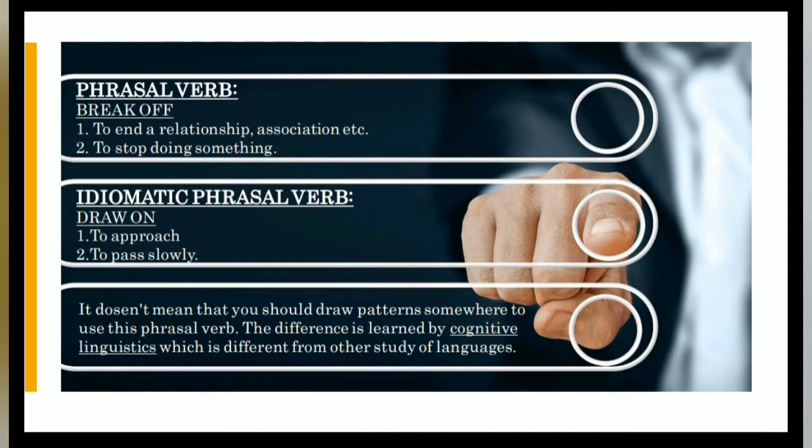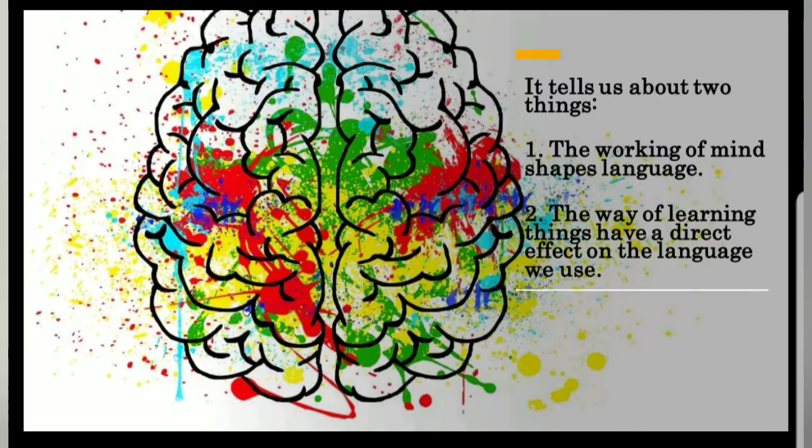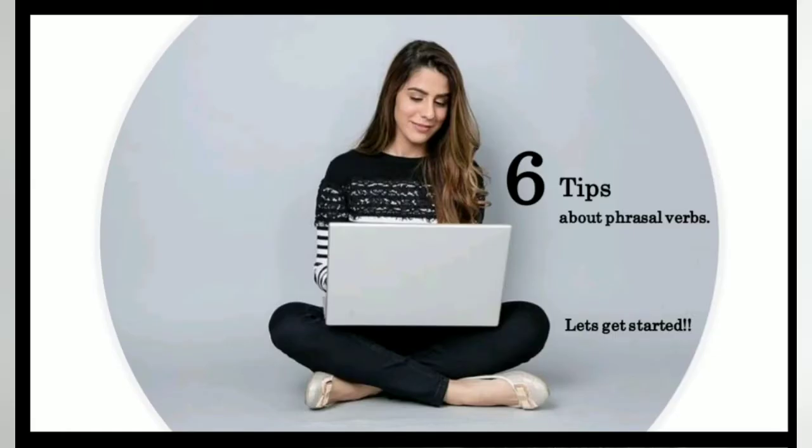Now the important thing which we all should know about these two words is that it doesn't mean you should draw patterns somewhere to use this phrasal verb. The difference is learned by cognitive linguistics. Now let's talk about what exactly we should keep in consideration. The important factors are: number one, the working of mind shapes language. Number two, the way of learning things has a different effect on the language we use, and they are really different from one another.